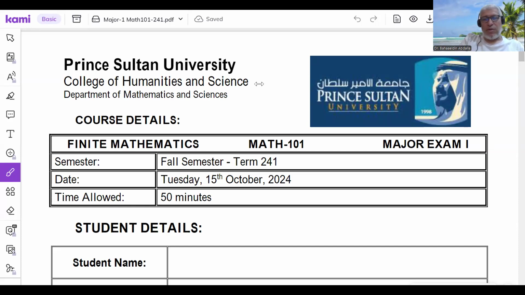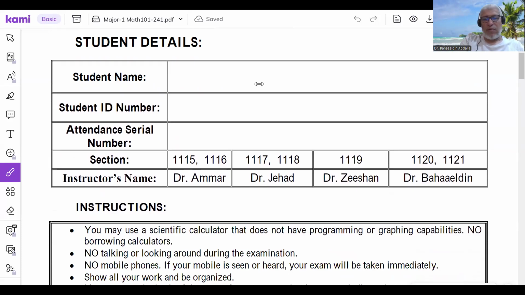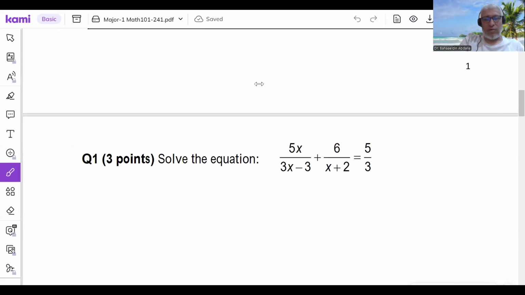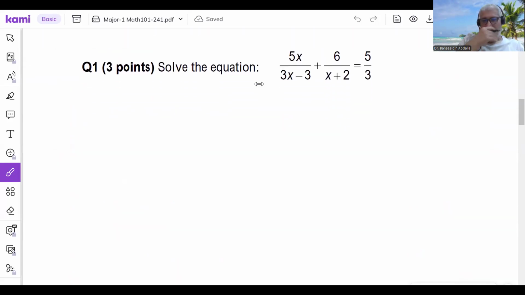This is Major 1, Math 101, Term 241. Let us have a look at the exam and solve it together. The first question is asking to solve this equation. Well, there are many ways to solve this equation, but I'll choose multiplying by the LCD.